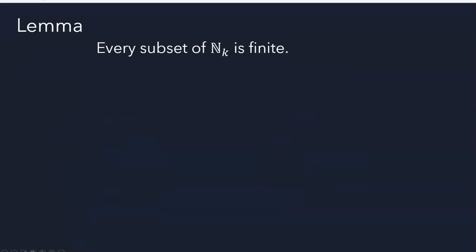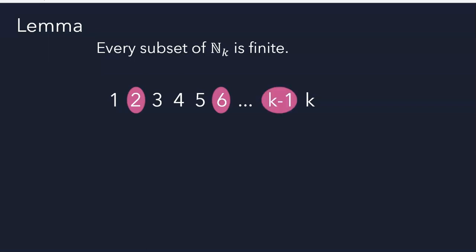Every subset of n sub k is finite. We're going to do it with n sub k first, and then we'll do it with regular old sets. So let's say I have a set, n sub k. There's my set, and I have some subset of it. Maybe this one's in there, maybe that one, maybe this one. The key is I can take this subset and number the elements. I can say, well, that's the first one, call it a sub 1. That's the second one, a sub 2, and so on. That's the last one, a sub r.